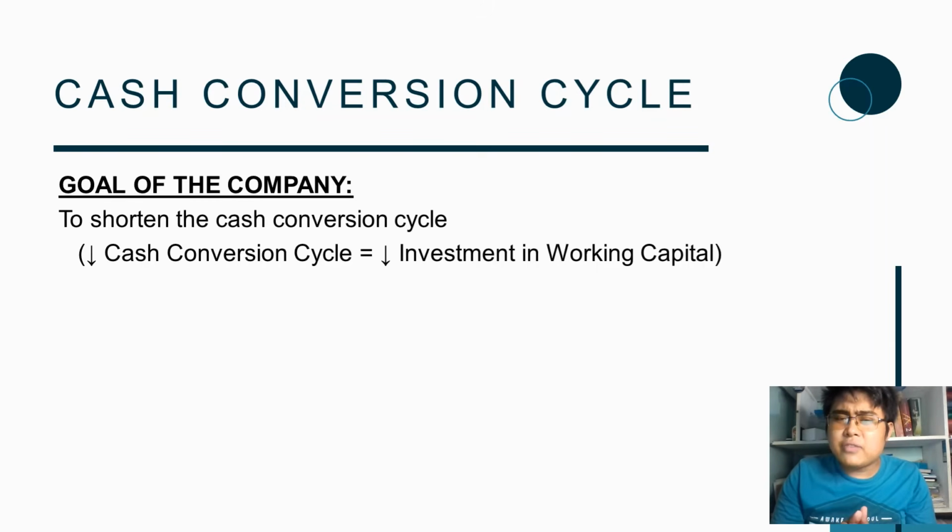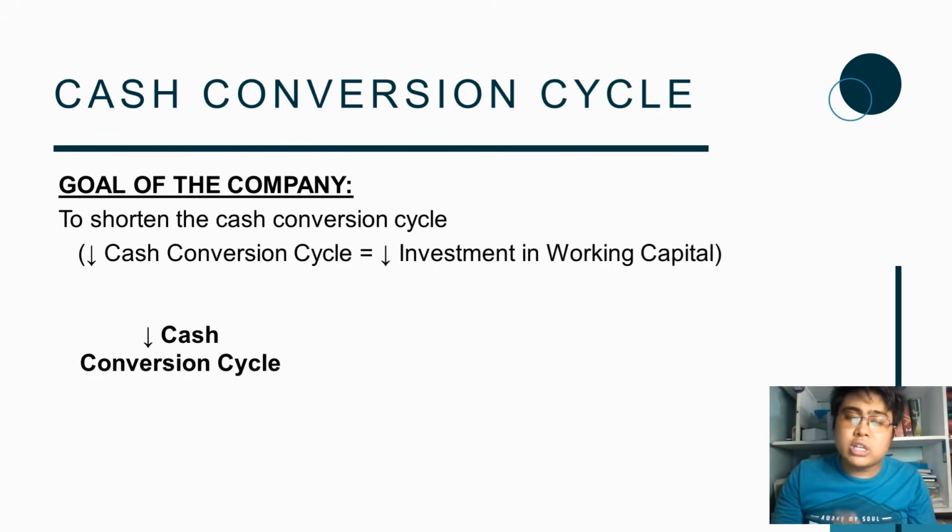The profitability of the company is low unless you compare it to your investment in non-current assets. Kaya nga as much as possible, huwag tayong sobra-sobrang mag-invest sa current asset kasi it will yield a lower amount of profit. Kaya ang goal ng bawat kumpanya, paikliin ang cash conversion cycle. Kasi pag umikli yan, bababa ang investment mo sa working capital at yung pera mo pwede mong gamitin sa investment in non-current asset that will yield a higher amount of profit.